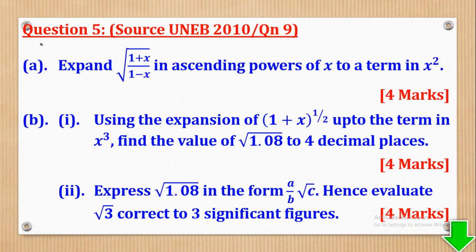So now we shall go to question 5, which came from UNEB 2010, paper 1, question 9, and says, expand the square root of this in ascending powers of x to a term in x squared. So I think let's start with that.